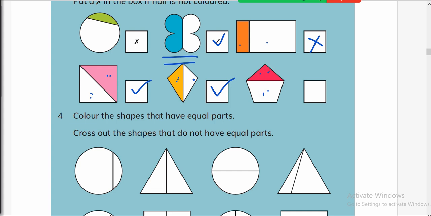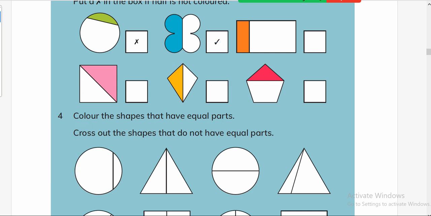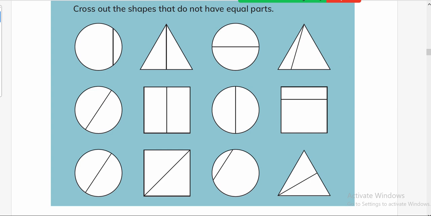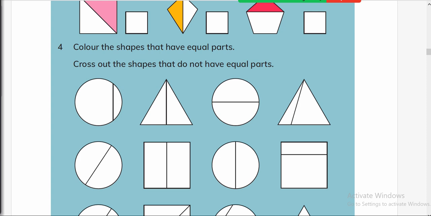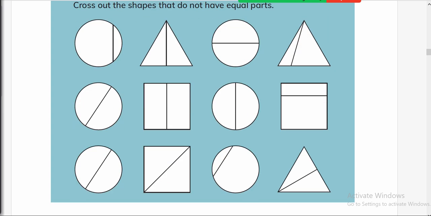Are these two equal parts? No. Okay, color the shapes that have equal parts. Now we have to color the shapes that have equal parts. No. Yes, we will color this. They said I read it wrong. Color the shape that has equal parts. Okay. The second says cross out the shape that does not have equal parts.